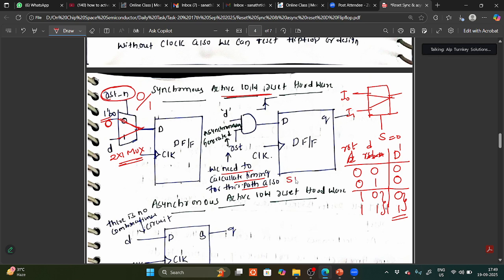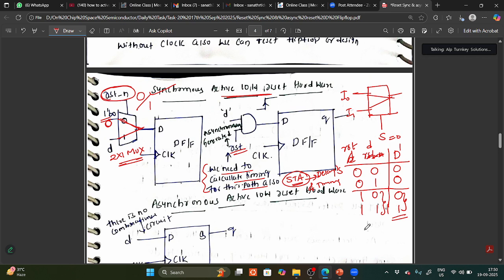In static timing analysis, we are dealing with the delays and timing paths. In the timing path, you need to calculate the timing path for this also. This is one of the disadvantages of synchronous active low reset.